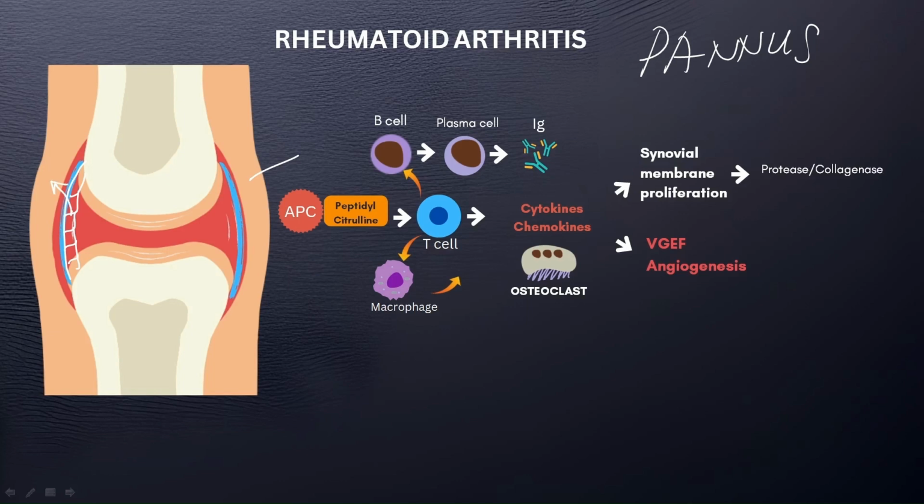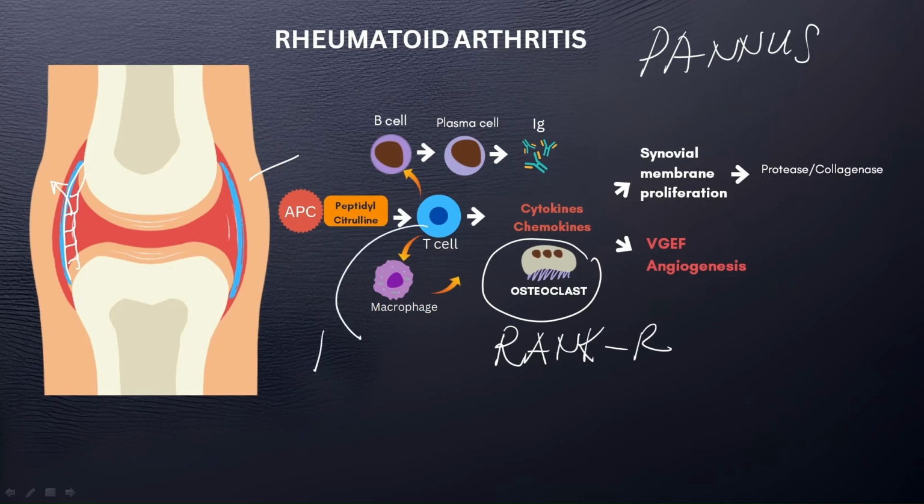In rheumatoid arthritis, osteoclast, which we have right here, becomes activated. On the surface of the osteoclast, there is a RANK receptor. These RANK receptors can be activated by a ligand on the T cells, which is RANKL. The interaction between these two would lead to an activation of the osteoclast, which would lead to excessive bone resorption and erosions or destruction of the bone.